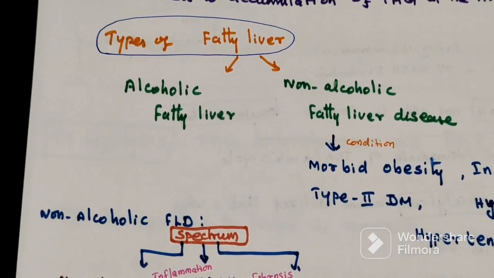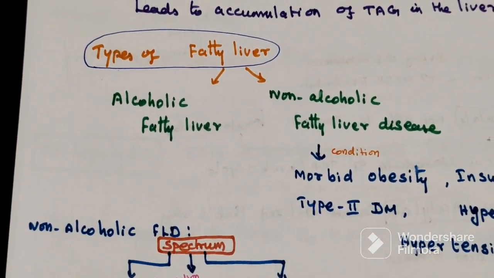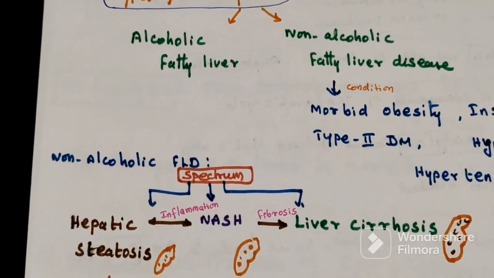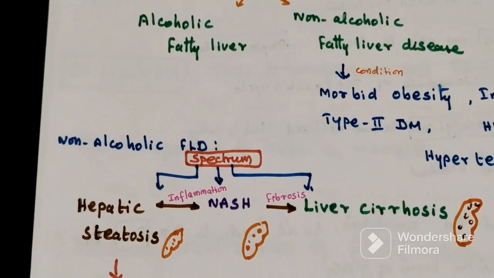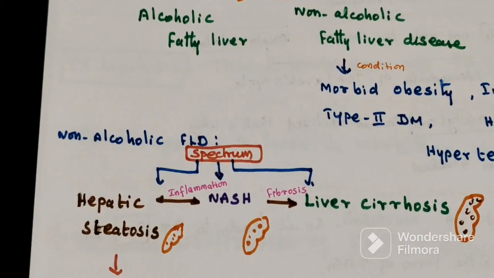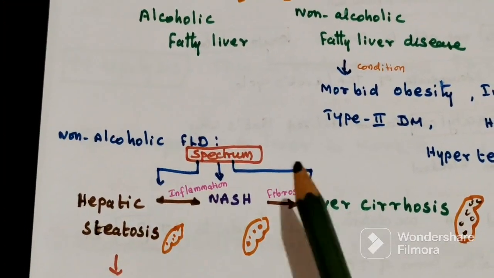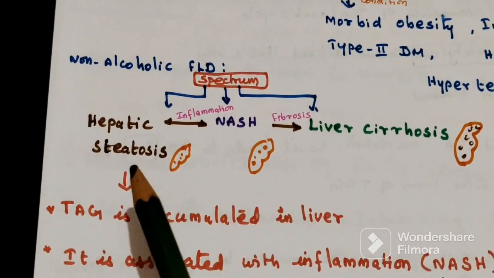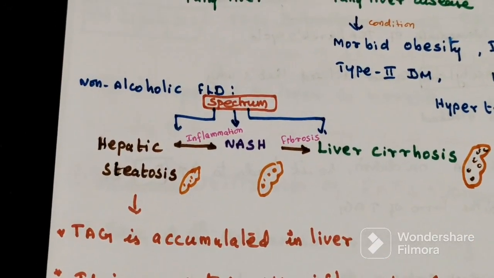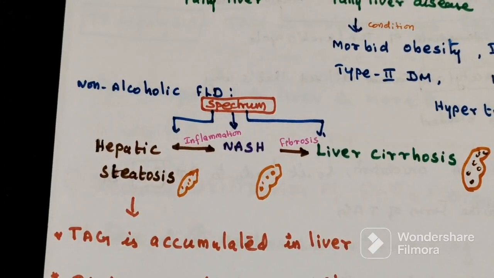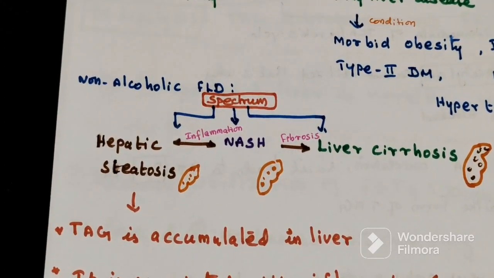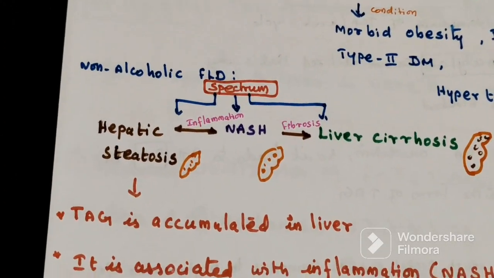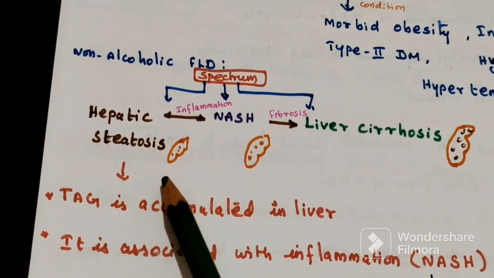Non-alcoholic fatty liver disease is related to metabolic symptoms. The spectrum of non-alcoholic fatty liver disease ranges from less severe to more severe conditions. First is hepatic steatosis, where triacylglyceride or triglyceride is accumulated in the hepatocytes.